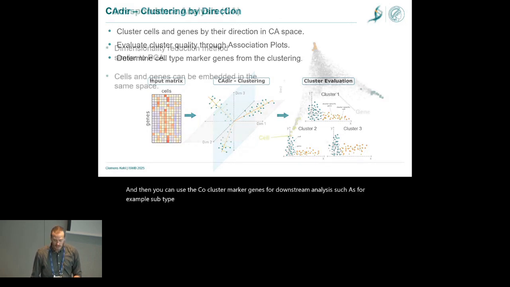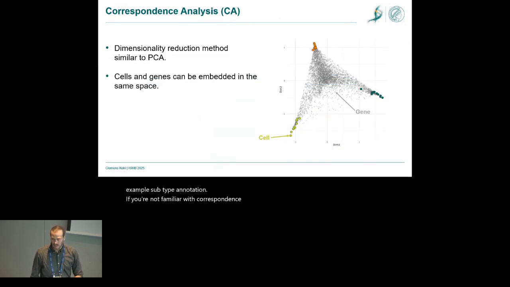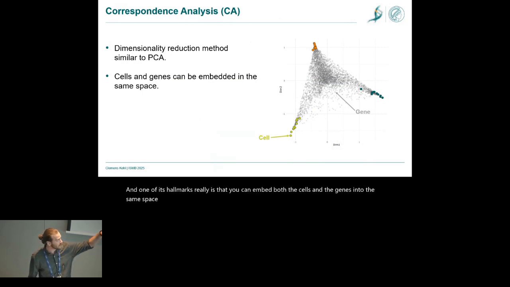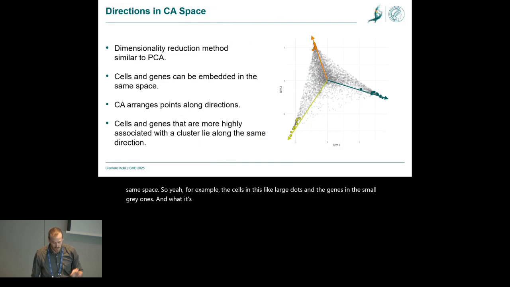If you're not familiar with correspondence analysis, it's a dimensionality reduction method, somewhat similar to PCA. One of its hallmarks is that you can embed both the cells and the genes into the same space. So you have, for example, the cells as these large dots and the genes as the small gray ones. It arranges the points along directions in space, and the further along a direction a cell or a gene is, the more highly associated it is with that directional cluster.